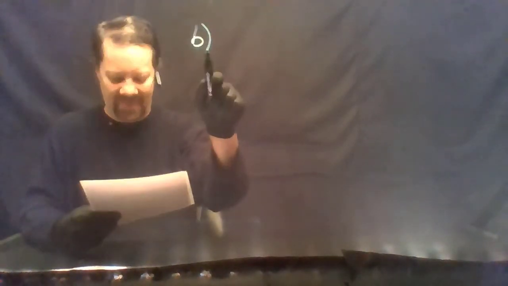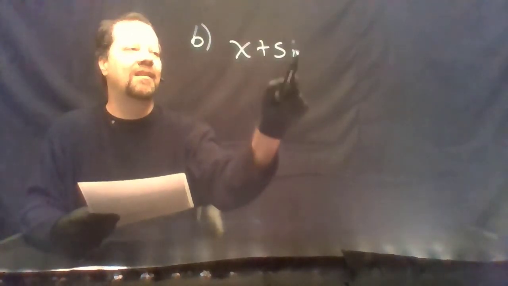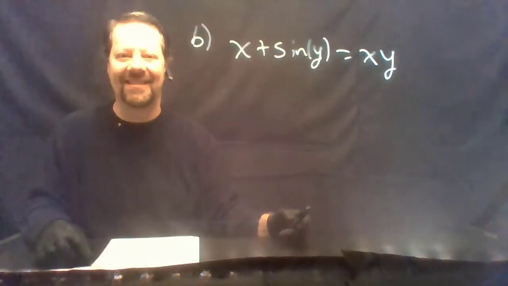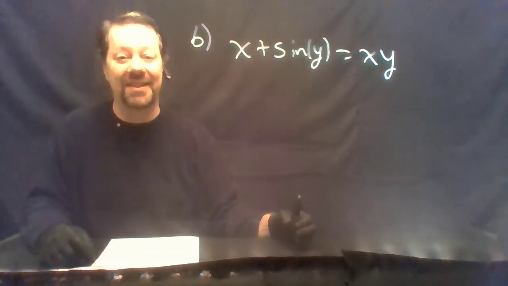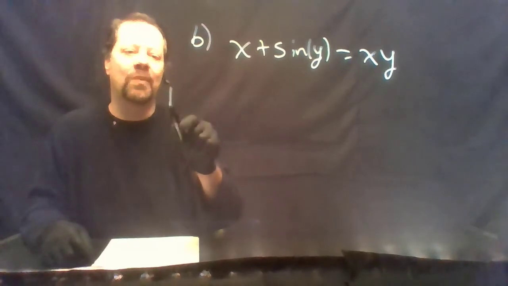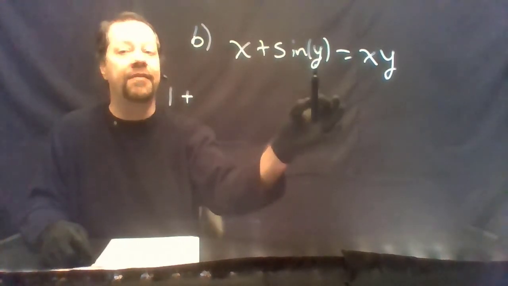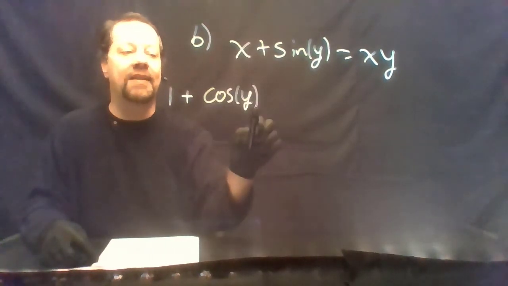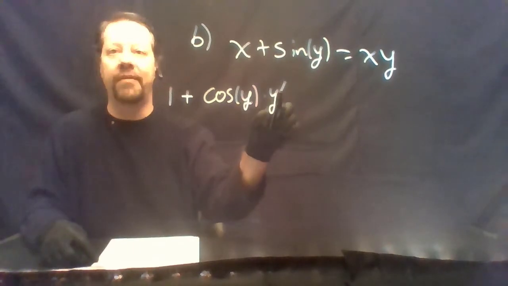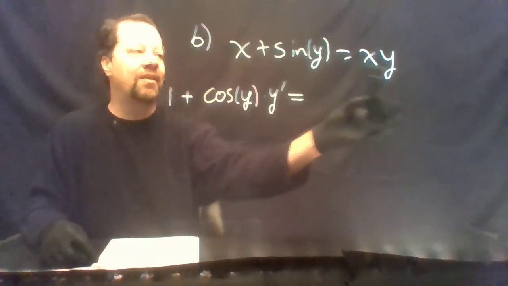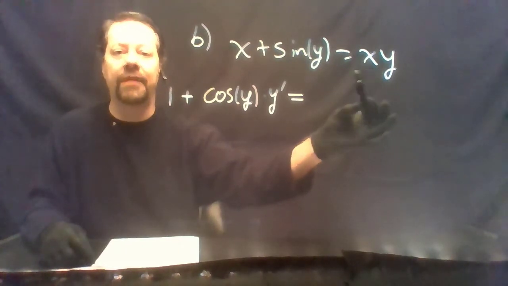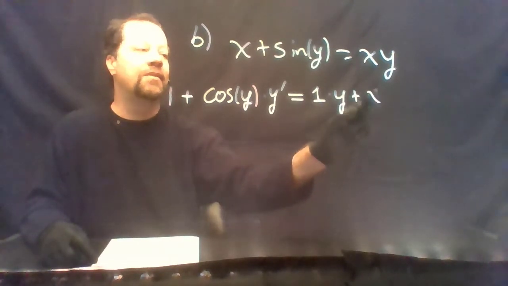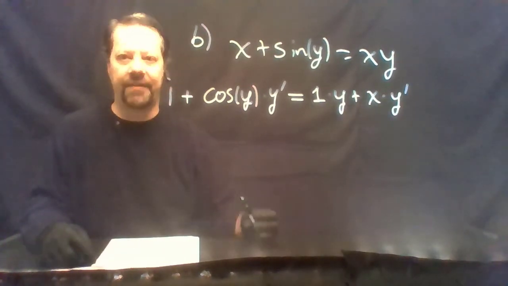On part B, we have x plus sine of y equals x times y. This looks like an implicit differentiation problem. The derivative of x is 1. The derivative of sine y with respect to x is going to be derivative of the outside, leave the inside alone, multiply by the derivative of the inside. On the right-hand side, we have the product of two functions of x. Derivative of the first times the second plus the first times the derivative of the second.